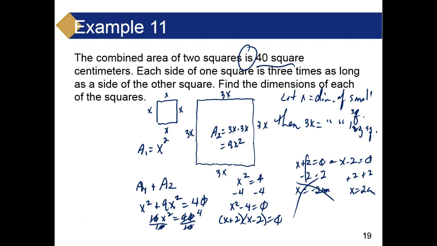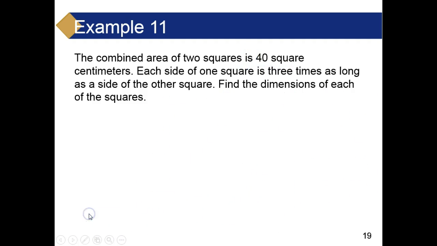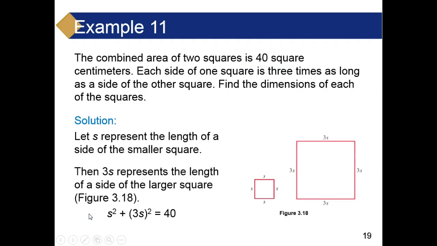All right. Let's see how they did it. Let's erase some of this stuff. In fact, all my stuff. And let's see what they do. They wanted S to represent the length of the smaller square. Why? Because that's the one we knew the least about. The bigger one we knew its side was 3 times as long as the smaller. So S would be the length of the smaller square, 3S represents the length of the larger square, then the area of the small square is S squared.